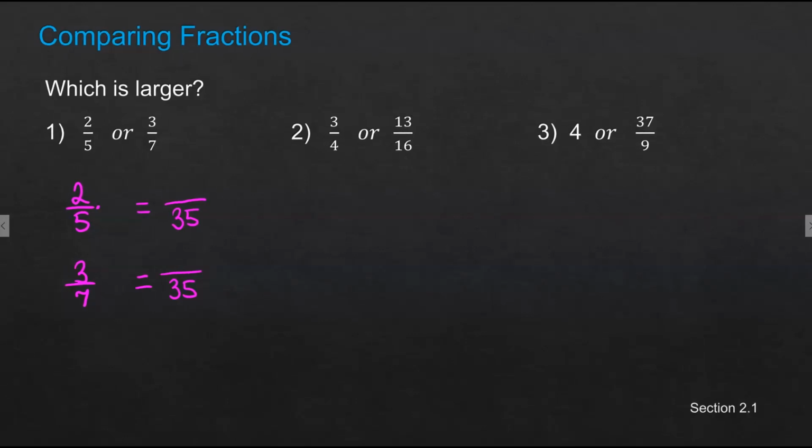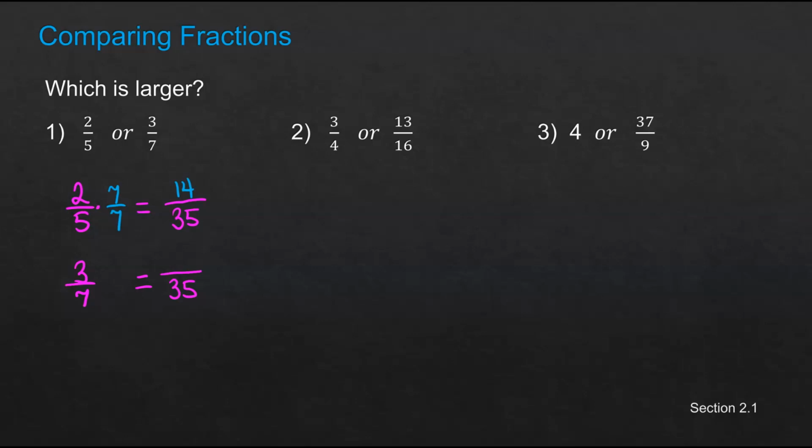Let's do that with a different color. So if I multiply it by 7 over 7, I am just multiplying by 1, right? 7 divided by 7 equals 1. And then I'm multiplying 2 times 7, which is 14.